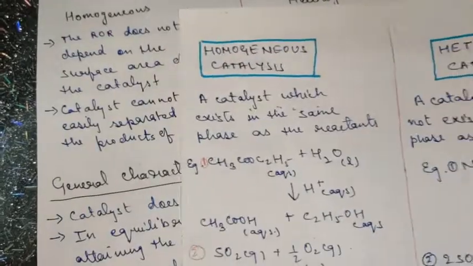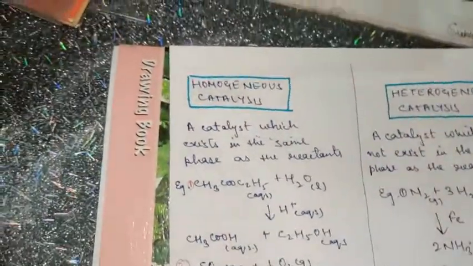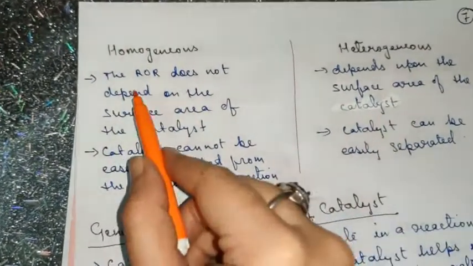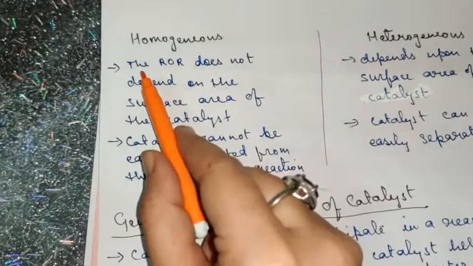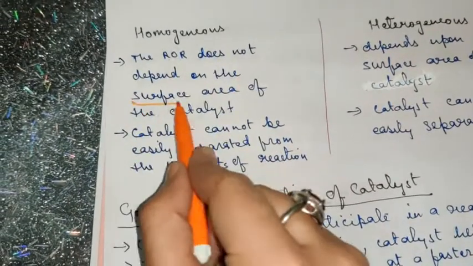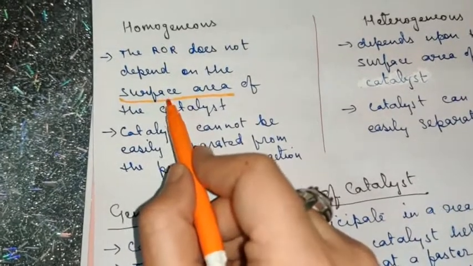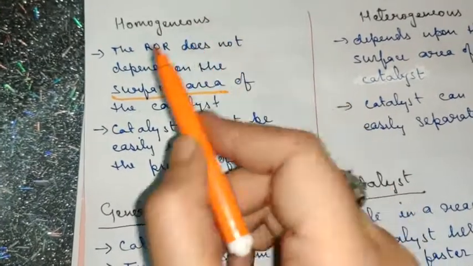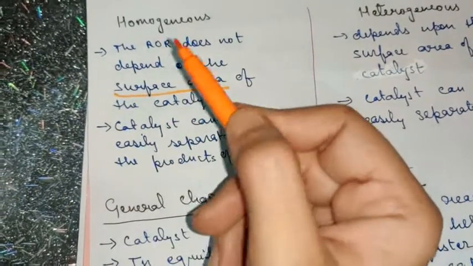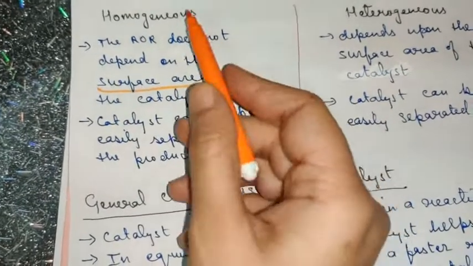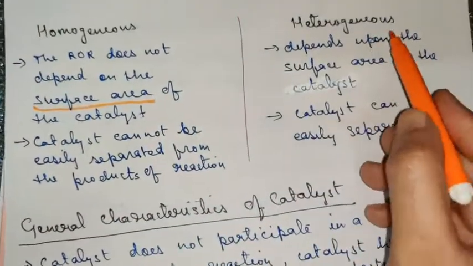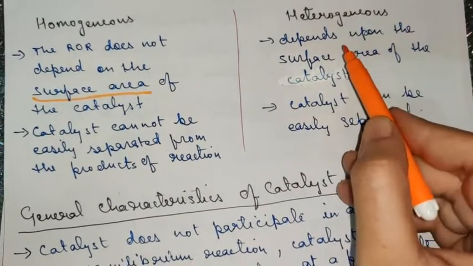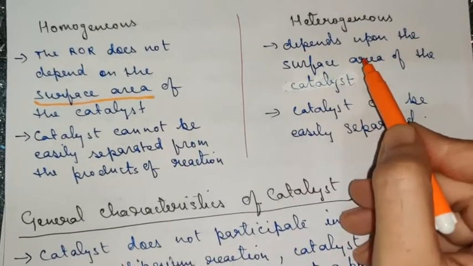I hope it is clear, children. Now there are some more differences between homogeneous and heterogeneous catalysis. In homogeneous catalysis, the rate of reaction does not depend upon the surface area of the catalyst, because in most cases you'll observe that homogeneous catalysis occurs in aqueous solution or in gaseous state. Obviously surface area cannot be an important criterion for the gaseous or the aqueous state. And heterogeneous means it depends upon the surface area of the catalyst, obviously, because in this case most of the times the catalyst will be in solid state.